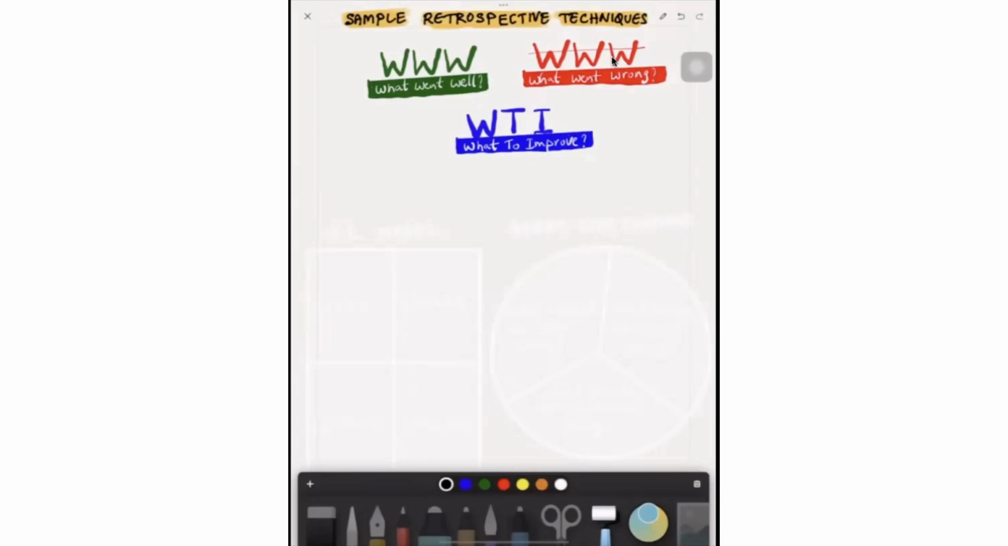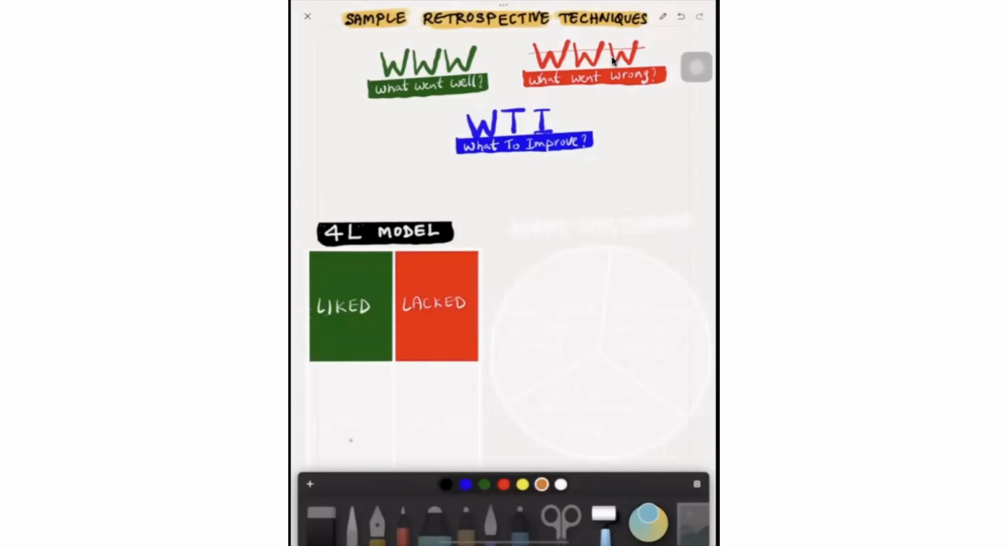There is one more technique called the 4L model. So in the 4L model, you create 4 categories or 4 quadrants. Liked, lacked, learned, and longed for. So for each quadrant, again, you use a different color. For example, green, what did you like in the sprint? And red, what did you lack in the sprint? And orange or amber, what did you learn in the sprint? And blue color, what did you long for? And these are the 4 quadrants.